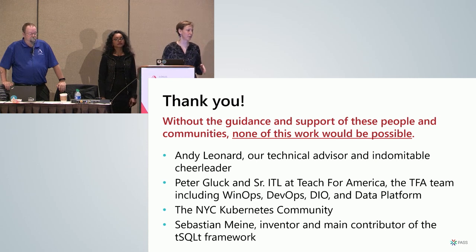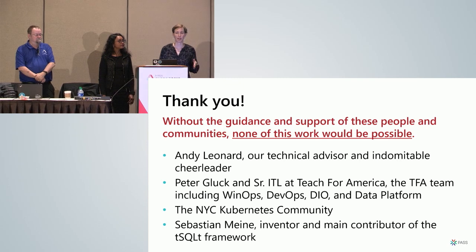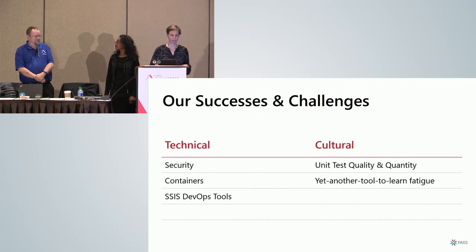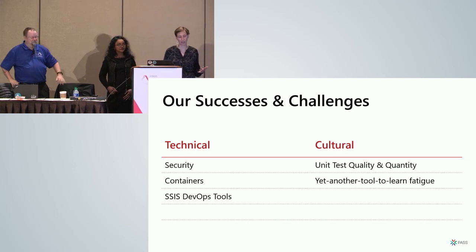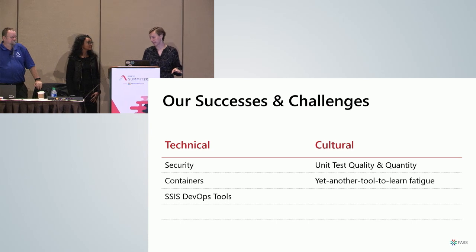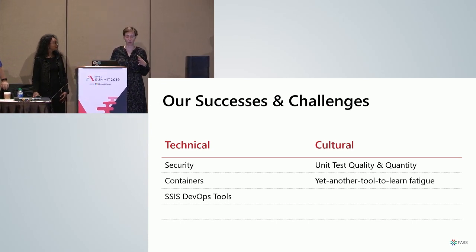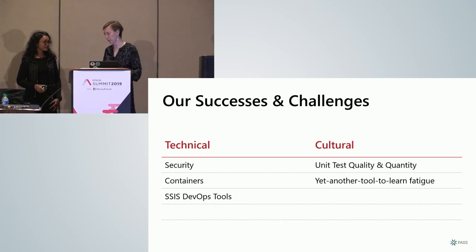Every time we change that code, and just randomly when we run these pipelines, we make sure that we are delivering the right thing. So, looking ahead, we do have some challenges. We've had a lot of successes, but we've had some challenges. We don't have a ton of time, so I just want to focus on what Sreeja has to talk about with unit test quality and quantity, and then I'll say briefly something about yet another tool to learn fatigue. So why don't you take it away, Sreeja?